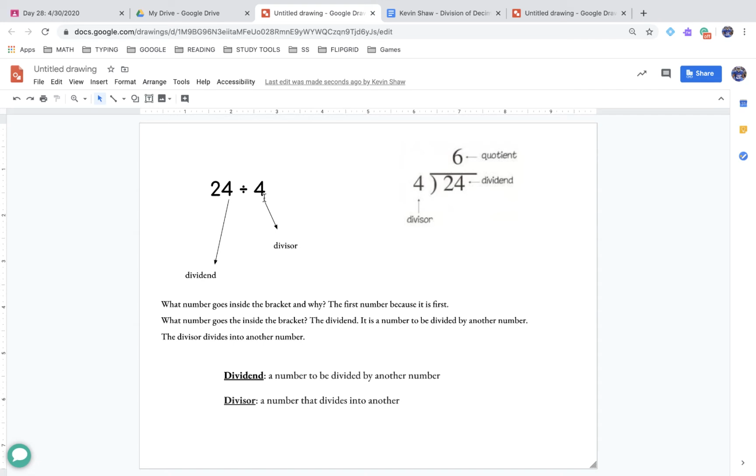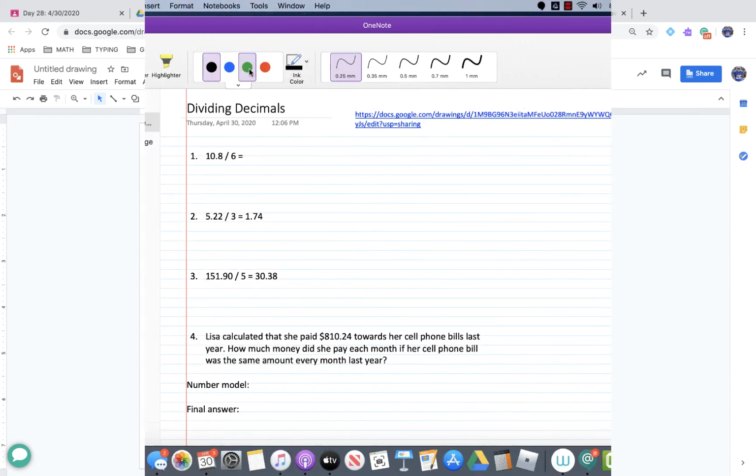24 divided by 4. This number is known as the dividend, and the reason why it's the dividend is because it is a number to be divided by another number. When you set it up in the traditional long division way, your divisor is always on the outside and your dividend is always on the inside of the bracket. And any answer to a division problem is known as a quotient.